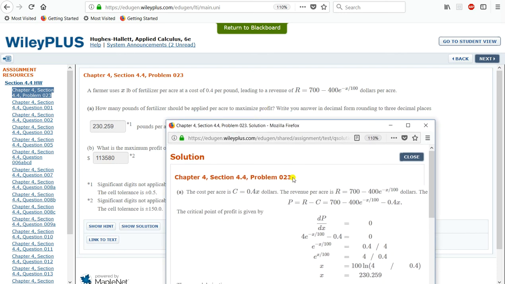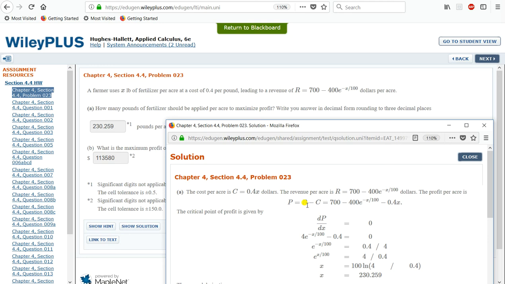So the first thing you have to find is the profits function, and recall that the profits is equal to the revenue minus the cost. So your revenue is here 700, subtract 400 e to the minus x over 100, subtract the cost, and we know that the cost is 0.4 per pound. So x is the number of pounds, so 0.4 times x is the cost function. Whatever you get for the revenue, subtract the cost function here, should get you the profits.